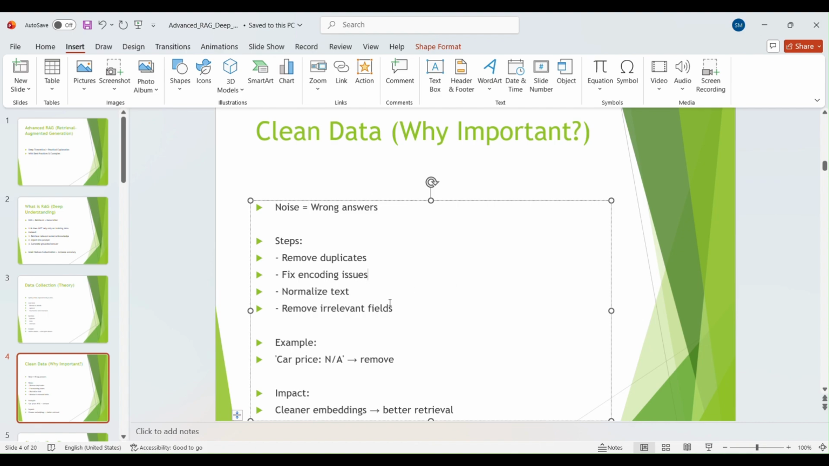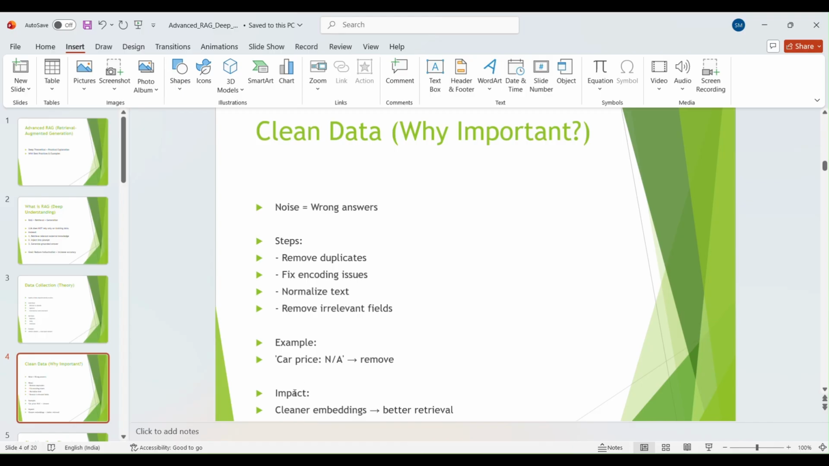I gave you the example of car price. If it is none, then just remove it. Otherwise, your LLM will give something else, any other price, or any incorrect price. At that time, the work of our LLM will fail. It is not giving a proper answer, then why is it an LLM, right?